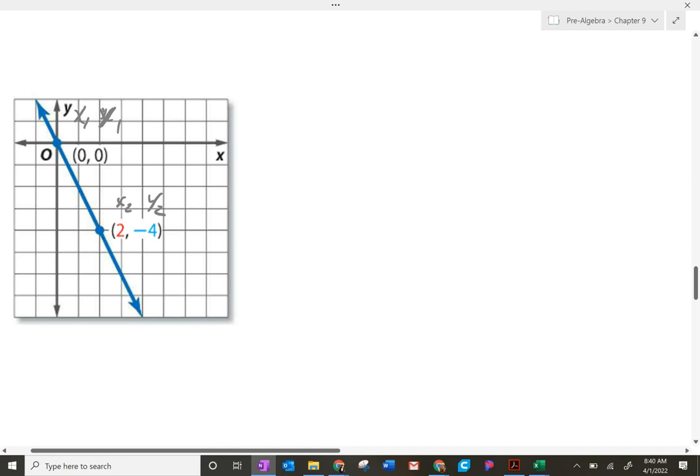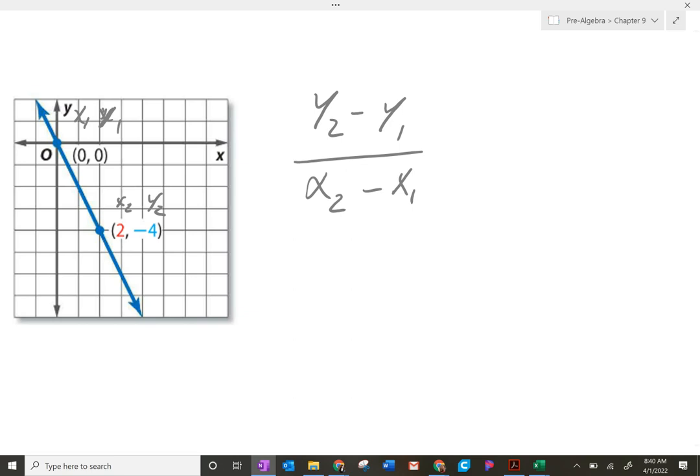Just so I'm consistent, what's my formula, somebody? If you need help, it's written on the board still. Austin? y2 minus y1 over x2 minus x1. Awesome. Okay, what numbers will I put into this equation then? What's my y2 value?